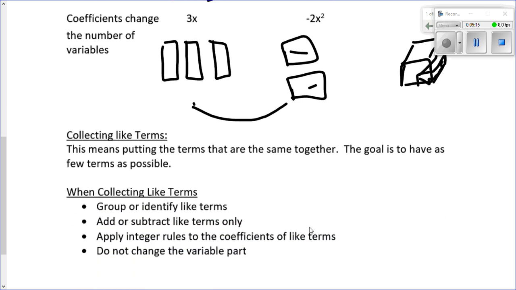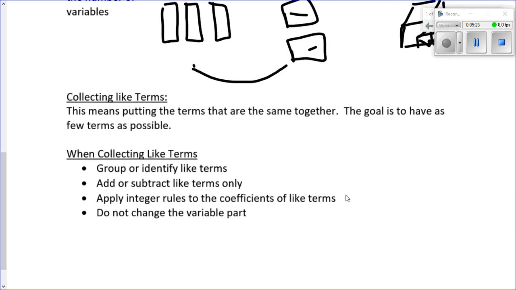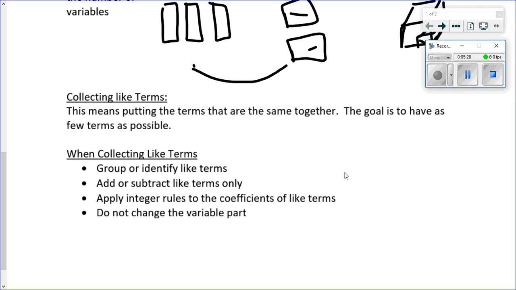So collecting like terms. This means that we're going to put terms that are the same together. And the goal is to have as few terms as possible, right? Let's face it, kind of like going into your room, we just don't like having that much crap on the floor. So it's time to clean up and get rid of as much of it as we possibly can. So first thing we've got to look at is we've got to identify like terms.